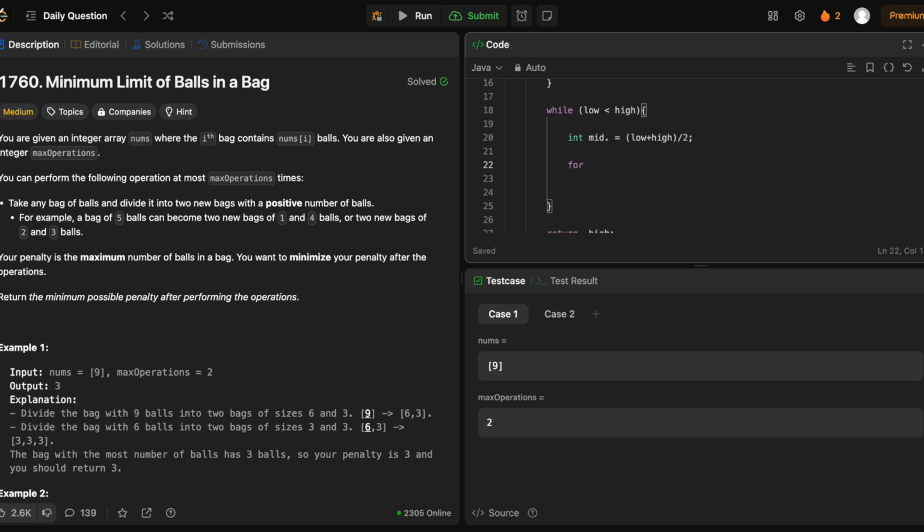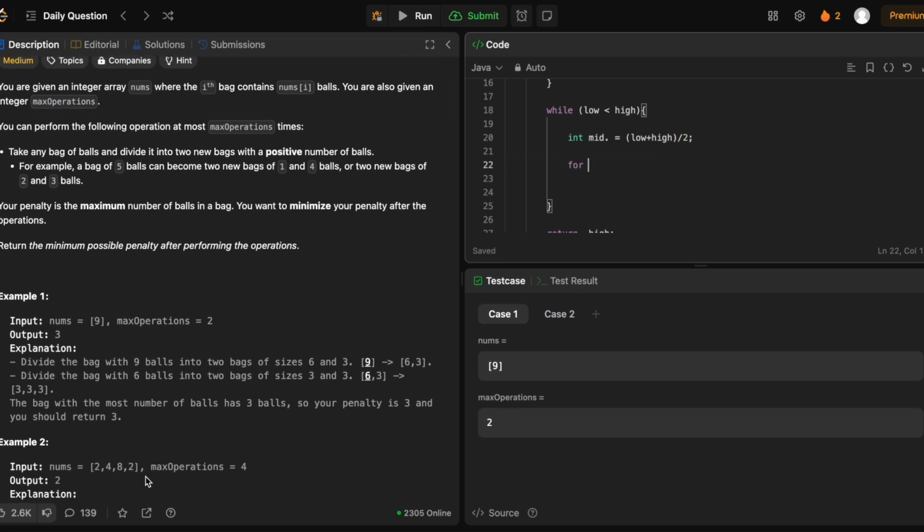Then we loop through the whole array. Remember, we might have multiple values, so we check how many operations it takes to get to that mid number. So for int num in nums, I'll put it here. Before that, I'm going to define int num of ops, which will keep the number of operations that we have performed, so that it helps us in our binary search.